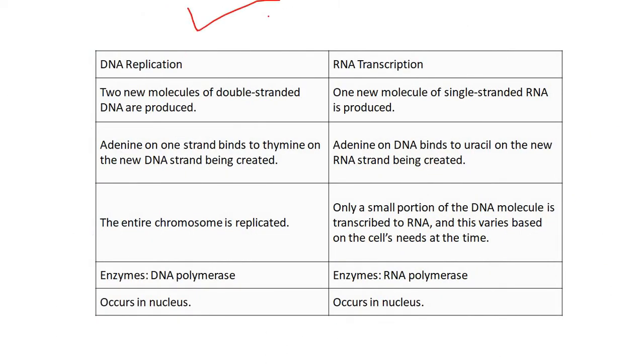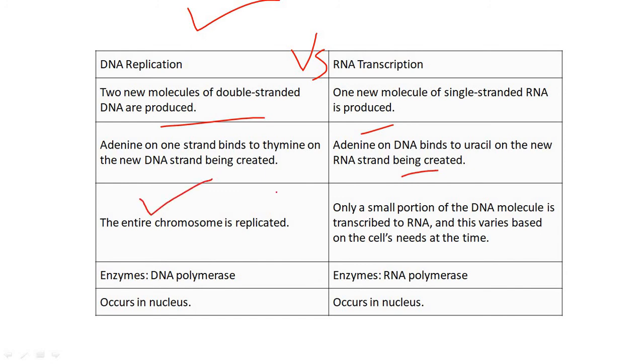Here is a clear view of the difference between DNA replication and RNA transcription. Here, two new molecules of double-stranded DNA are formed. One new molecule of single-stranded RNA is produced. Adenine on one strand binds to the thymine on the new strand being created. Adenine on the DNA binds to the uracil on the new strand being created.